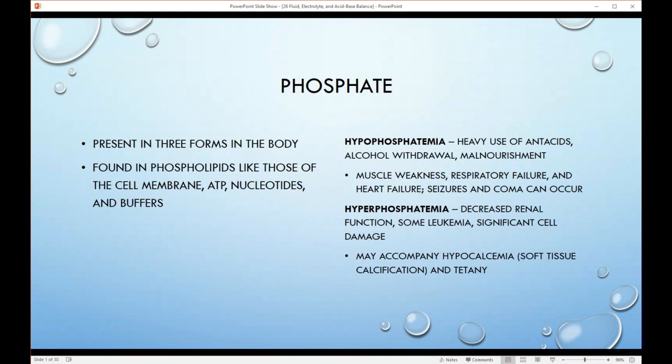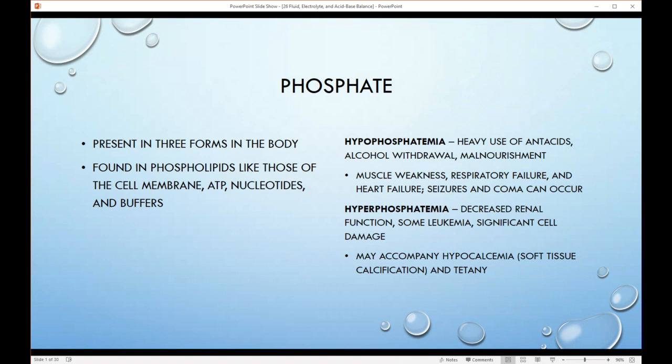Phosphate. This is present within 3 forms in our body. Remember, we have it in our phospholipids, like those in the cell membrane. We also have it in ATP, adenosine triphosphate, and adenosine triphosphate is specifically a nucleotide, and then as buffers, right? So phospholipids, nucleotides, and buffers. Okay, that's where we're going to find the phosphate. And just remember that ATP is in fact a nucleotide.